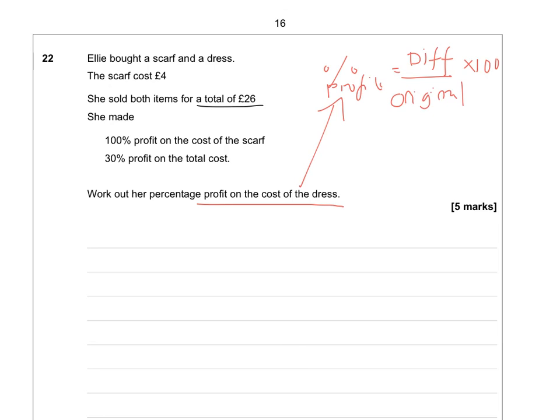What we do know is that the scarf cost £4 and Ellie made 100% profit on the cost of the scarf. That means that she must have sold the scarf for £8, i.e. double its original value. So she sold the scarf for £8.